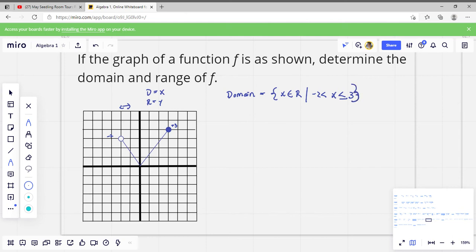Remember, we've been doing those. So -2 right down here, it can't be equal to -2. It's only everything that is greater than -2. So x is greater than -2. And on this side, it can be equal to it because it's filled in. So that's our domain. Our range, remember, that's our y values.